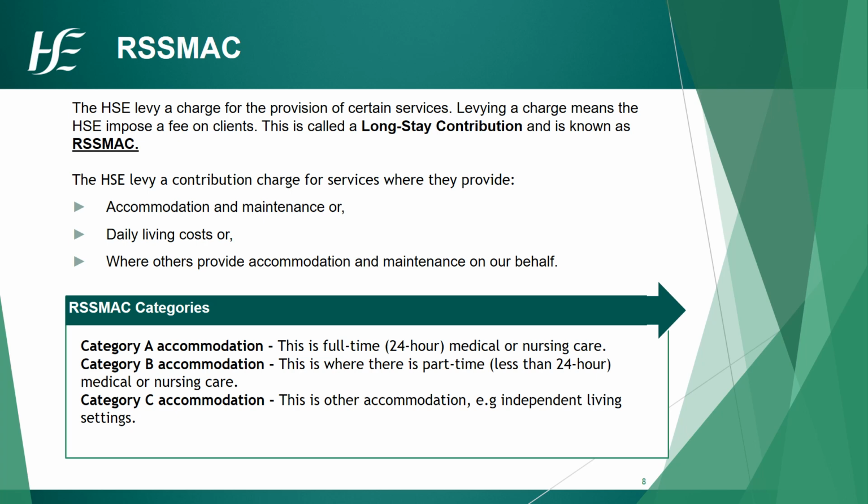There are 3 different types of accommodation covered by RISMAC. Firstly, Category A accommodation. This is full-time, 24-hour medical or nursing care. Secondly, Category B accommodation. This is where there is a part-time, less than 24-hour medical or nursing care. And finally, Category C accommodation. This is other accommodation like independent living settings. There is also a maximum rate of contribution. So if a client's income is more than a certain amount, they pay the maximum rate. If their income is lower, they pay less.